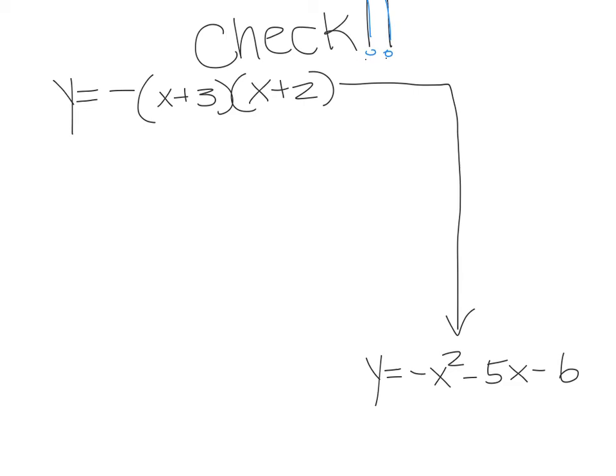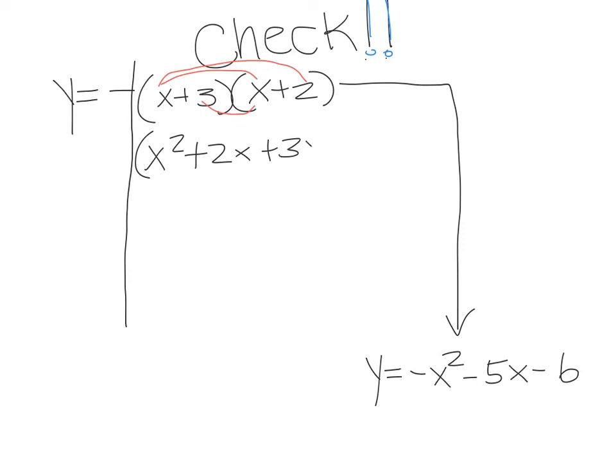So let's start our check. Whenever I see that my factored form or whatever form I have that isn't standard form begins with a negative, I like to draw a line down to remind myself, hey, I'm going to leave that negative for last. So now I can begin to multiply the binomials x plus 3 and x plus 2. So x times x is x squared. X times 2 is 2x. 3 times x is 3x.